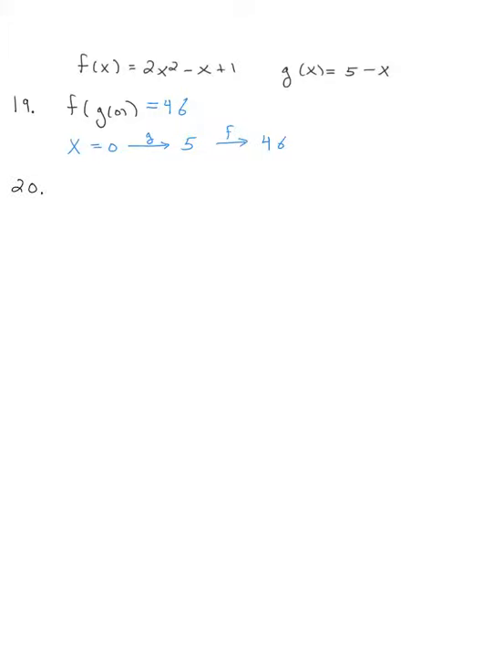Question 20. All right, this is f of g of negative 2. Again, the idea is you're taking x equals negative 2, and you're putting it through the function g, and this gives you 7. You're then taking that number 7 and putting it through the function f, and you get 92. So that's the answer to this problem.